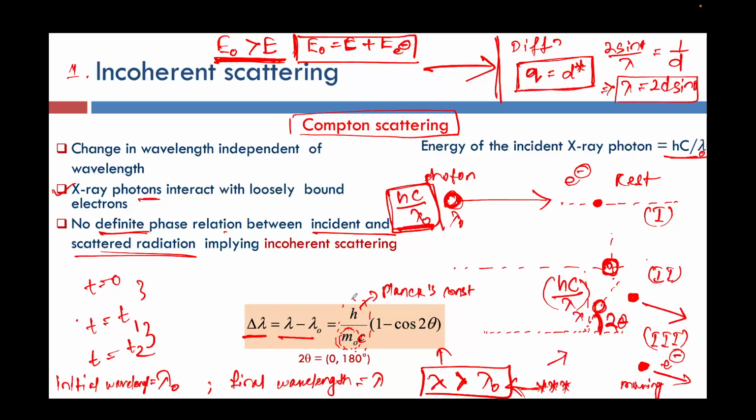One interesting thing to note is that in the whole expression for the change in wavelength, there is not a single term of lambda or lambda naught. That means it is not dependent on the wavelength of my incident beam before or after the scattering. The only term it depends on is the angle 2 theta, or rather we should say the scattering angle. So this is what is known as Compton scattering.